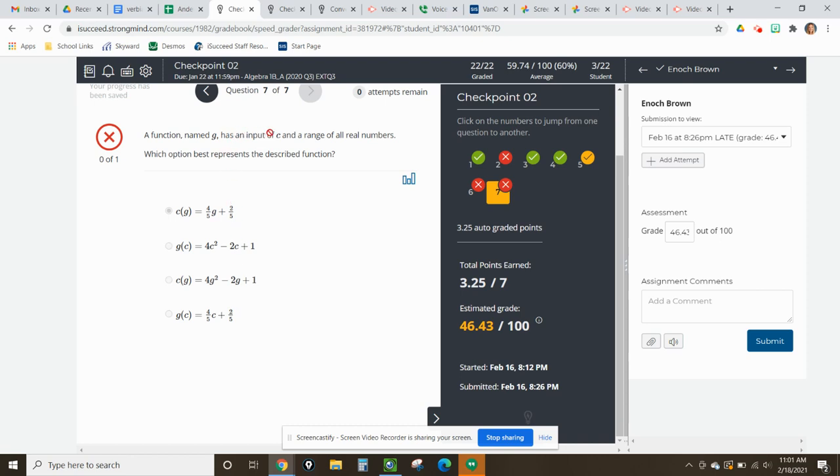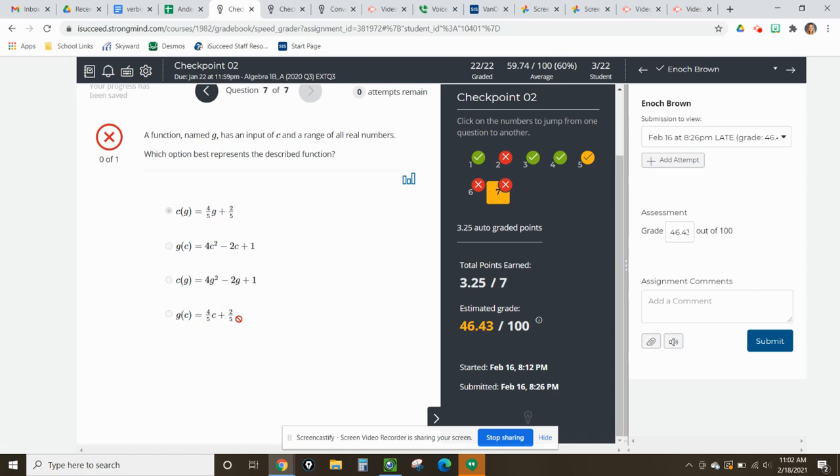Let's see, it has an input of c. Okay, so we need to be putting c in. So inside the parentheses should be c. So the only choices I'm going to have is this one right here and this one right here, because it says it's going to have an input of c. I need c to be put in. So automatically I know it's either this one or it's this one.